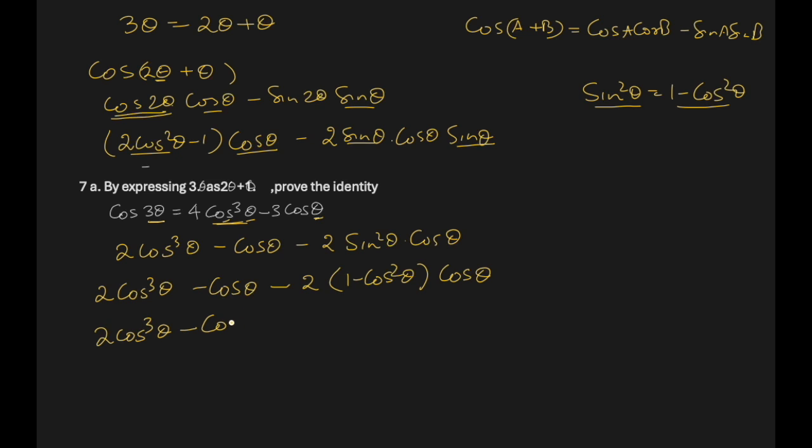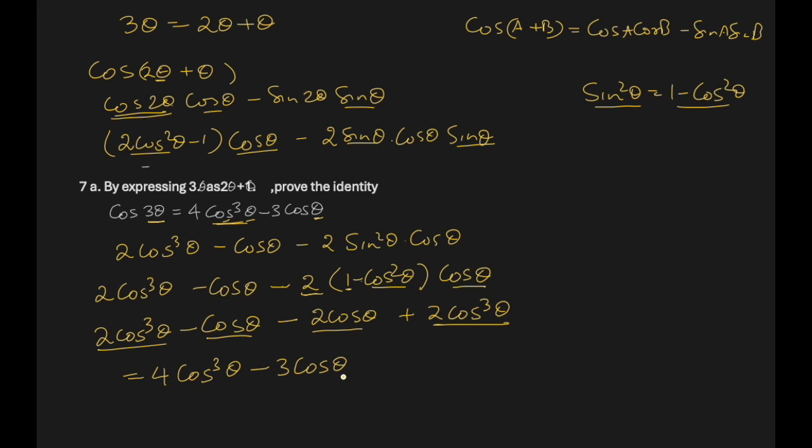minus cos theta minus 2 times 1 is 2, and that times cos theta will be 2 cos theta. 2 times cos square theta is positive. These two are negative, so it will become positive 2 cos square theta, and again cos theta, it will become 2 cos cube theta. So 2 cos cube theta plus 2 cos cube theta is equal to 4 cos cube theta. Minus cos and minus 2 cos becomes minus 3 cos theta. This is RHS proved.